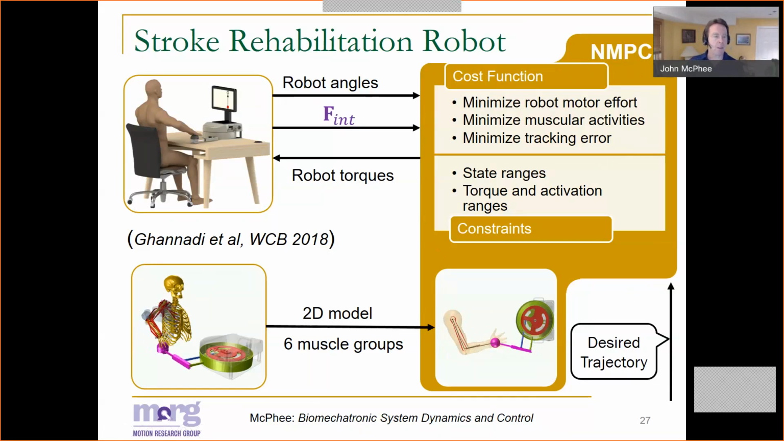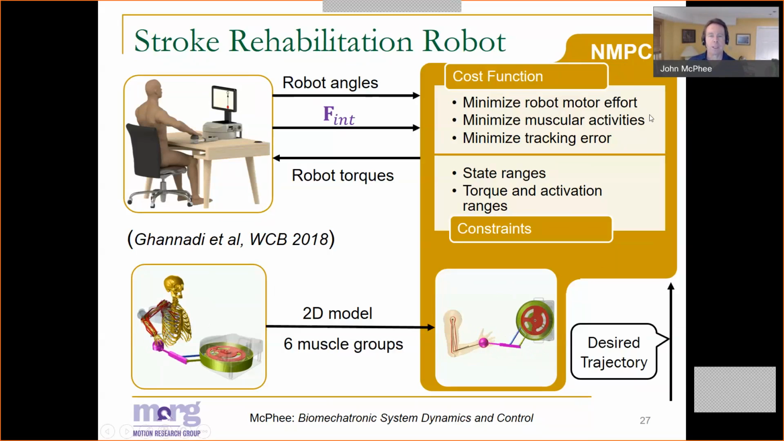Now, the 3D model we created is fine for testing our controller in simulation, but it's too complex to run in real time within the controller. And so from our 3D musculoskeletal model, we've created a simplified 2D version. So we project the 3D musculoskeletal model onto the horizontal plane. We make sure that their responses to the same inputs are the same. And this gives us a smaller model that we can now run in real time within the MPC.